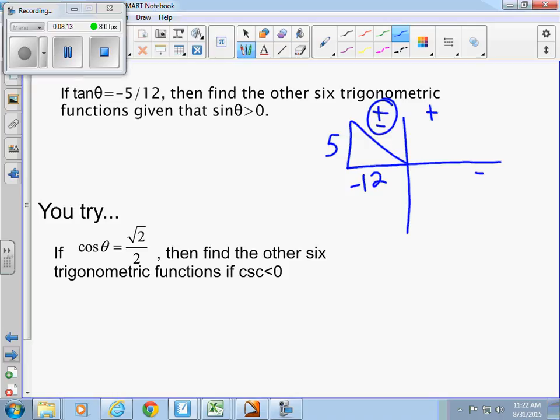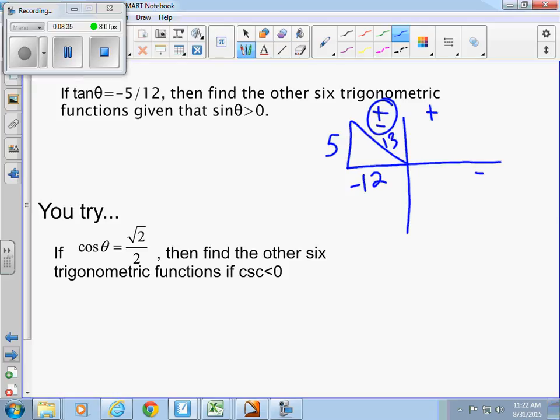Can I find the 6 other trig functions? What do I do before I do that? How long is the hypotenuse? Does anyone know what it is without doing Pythagorean theorem? 13. You do Pythagorean theorem? You know the Pythagorean triples?